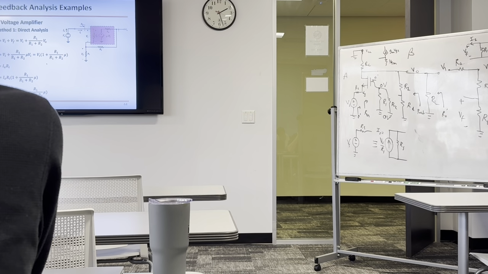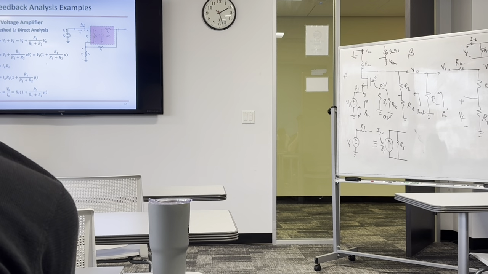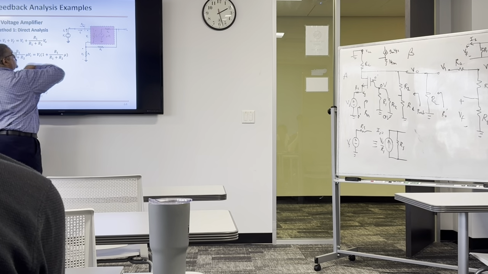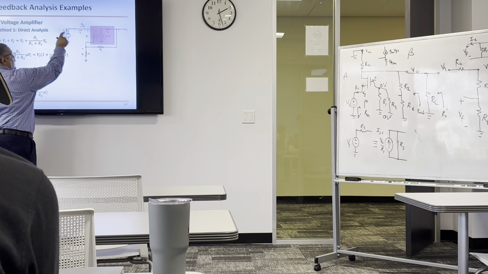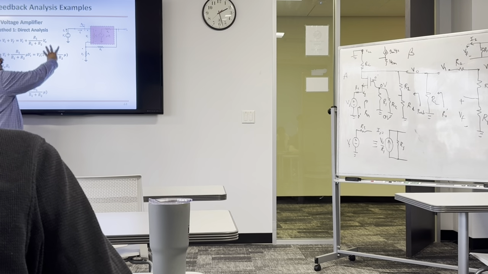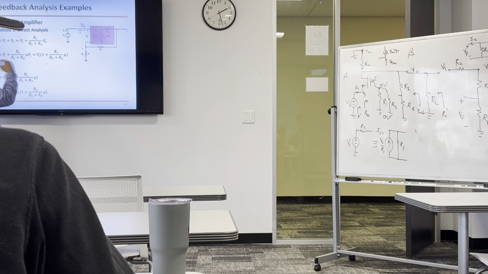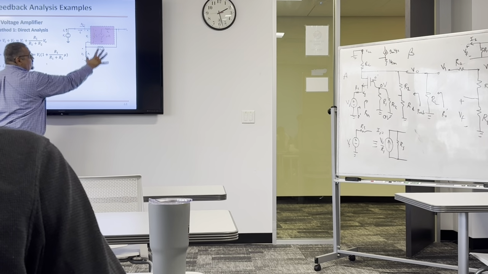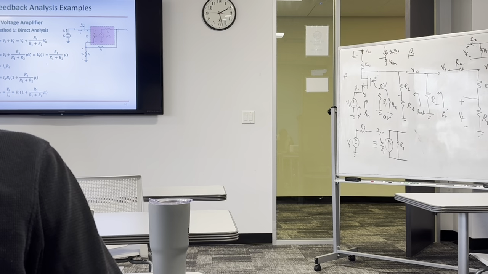Now let's find Rn. How to find Rn? Well, we apply a test source, Vx, and we measure Ix, or find the formula for Ix, and then solve for Vx over Ix. This gives us our input resistance with feedback without cutting anything. Keep everything as is. So the direct method, you don't cut, you don't short, you don't open, you keep everything as is, and you solve the circuit as is.